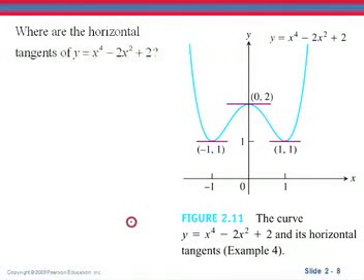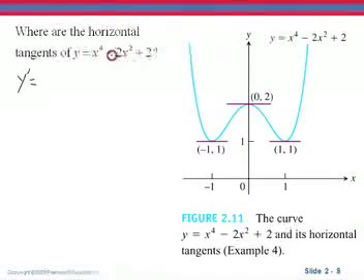Now we're going to use this rule and apply it in a problem. This question is, where are the horizontal tangents of y equals x to the 4th minus 2x squared plus 2? Now remember that horizontal tangents are tangents that have a slope of 0, because horizontal lines have a slope of 0. And the slope of our tangent lines we can find by taking the derivative. Now we have y, so we're going to call our derivative y prime. We use the sum rule.